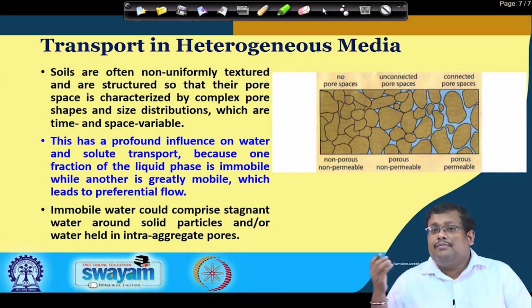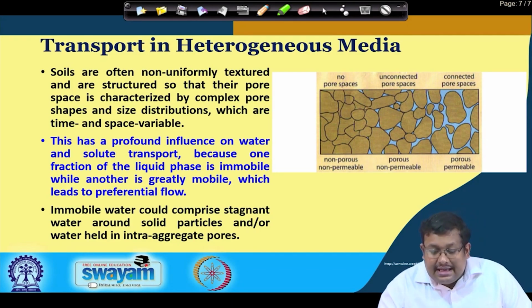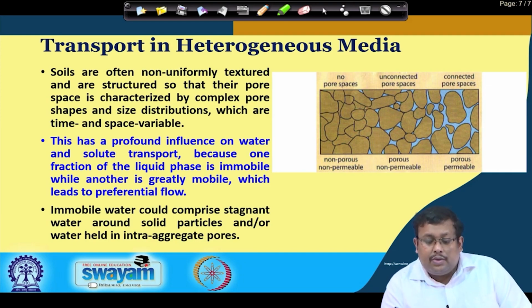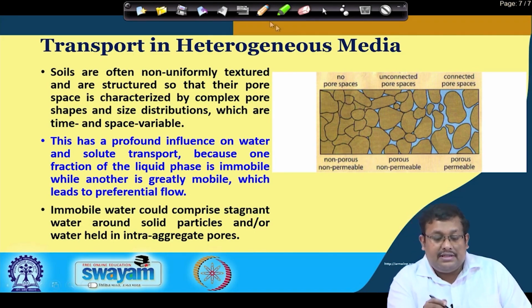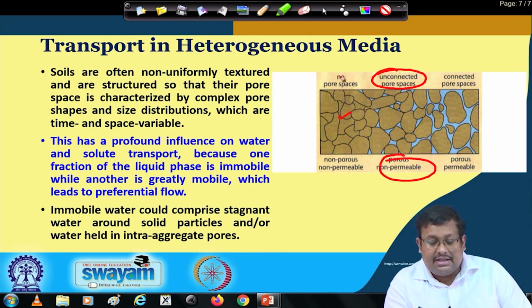Now, because sometimes the water is immobile. Immobile water could comprise stagnant water around the soil particles and or water held in intra aggregate pores. So, let us see. This is basically showing the soil pores. You can see the connected pore spaces, which is a very porous permeable soil, and here you can see the unconnected pore spaces, which are porous but non-permeable, and in this situation you can see no pore spaces. So, basically it is non-porous and non-permeable.